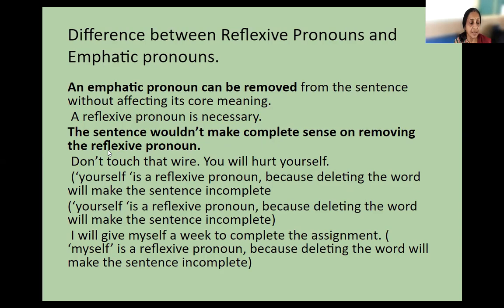So that is what is clear. That is, reflexive pronouns cannot be removed from a sentence. I will give myself a week to complete the assignment. Myself is a reflexive pronoun because deleting the word will make the sentence incomplete.